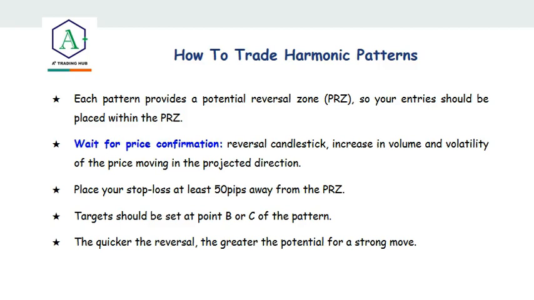So if price approaches your PRZ zone and immediately bounces off, that means the potential for the trade to move in your projected direction is very strong. So you don't have to miss that move. When you see that bounce, you start looking out for your entries. So you enter, then place your stop loss at least 50 pips away from that signal, and your take profits should be at the B zone and the C zone of the pattern.